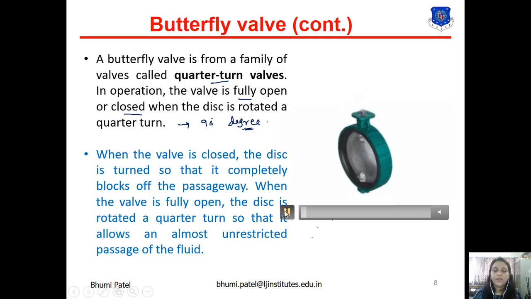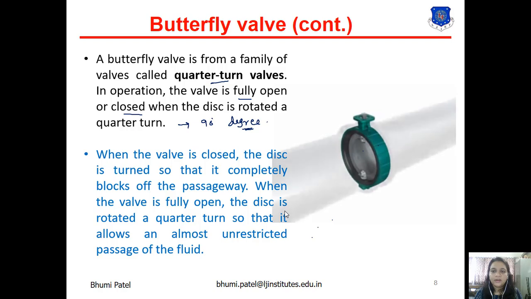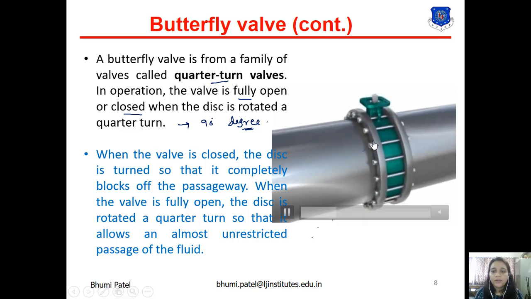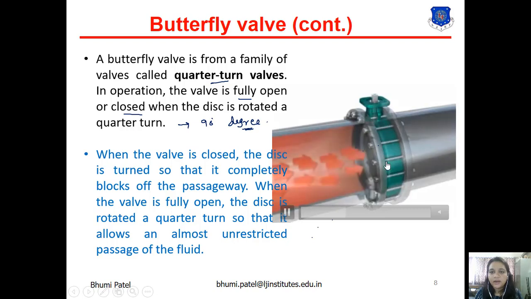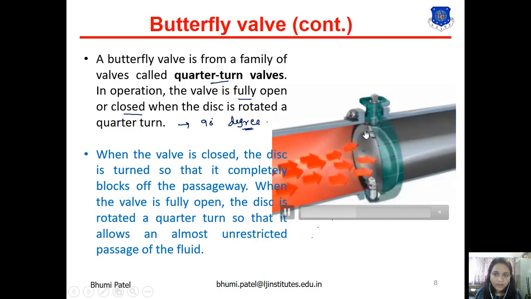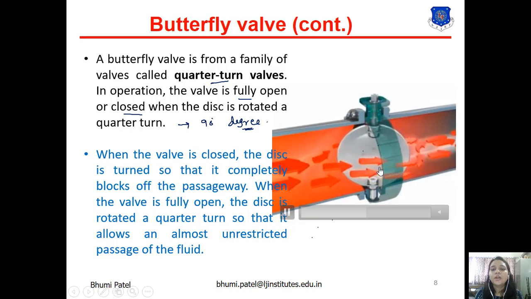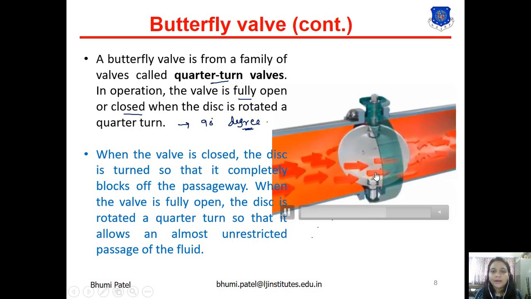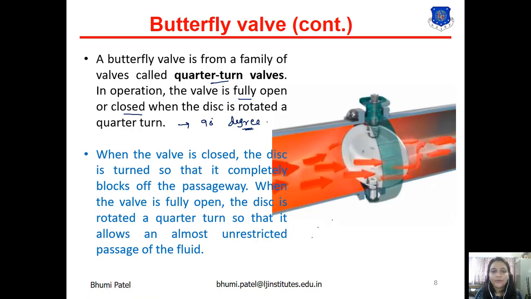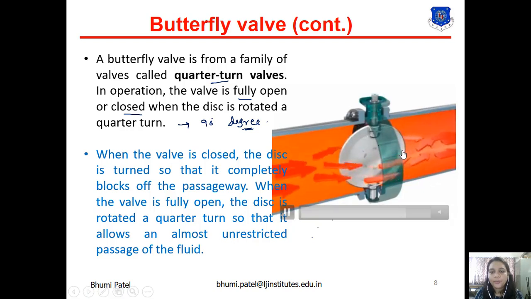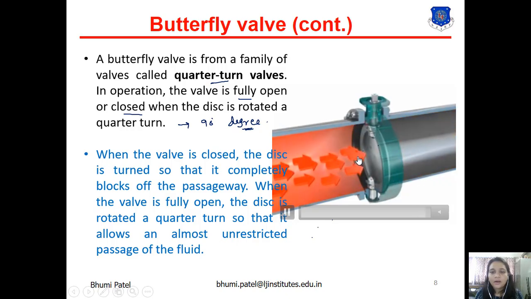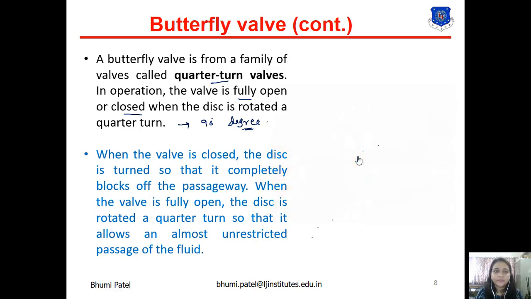Here you can see the basic construction of the butterfly valve. The butterfly valve is connected in the valve body. When it is at 0 degrees, no flow is there, and when it is rotated 90 degrees, it is in a fully open condition. So this is basically how the butterfly valve works.